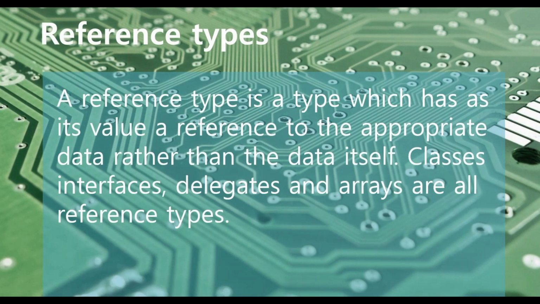A reference type is a type which has as its value a reference to the appropriate data rather than the data itself. And classes, interfaces, delegates, and arrays are all reference types. But let's check a little bit what this really means.